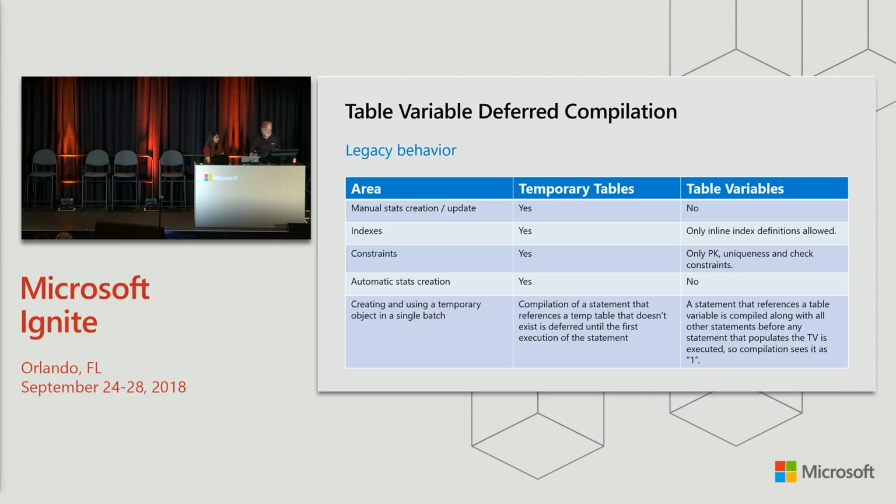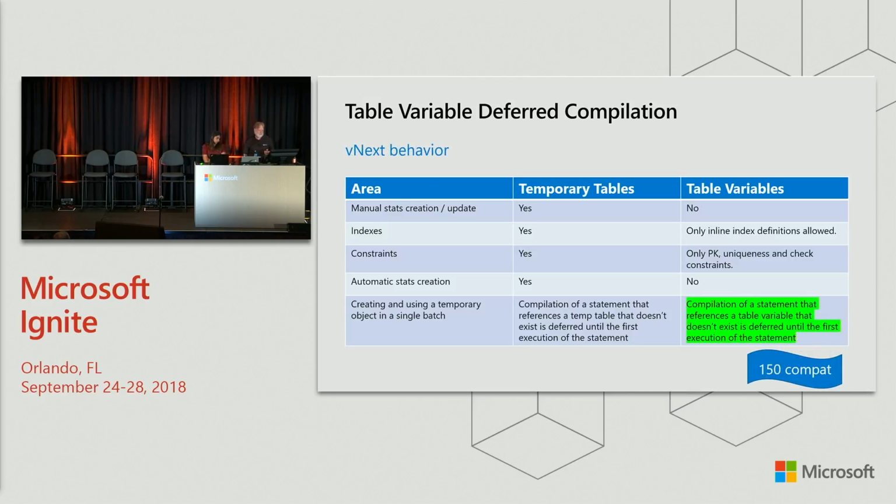And finally, creating and using a temp object in a single batch. If you create it and use it in the same batch, for temp tables, compilation of a statement that references the temp table that doesn't exist is deferred until the first execution of the statement. So if you reference a temp table that has been created within that batch, we won't compile that statement until we've executed everything up to that, so we can get a decent handle on the number of rows to expect. With a table variable, in that same situation, we'll give you a fixed estimate of 1, because we don't really have a way to stop in the middle of that statement to pause and re-estimate.